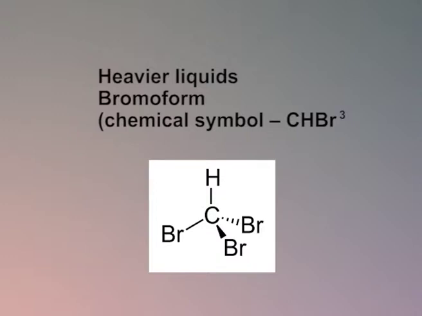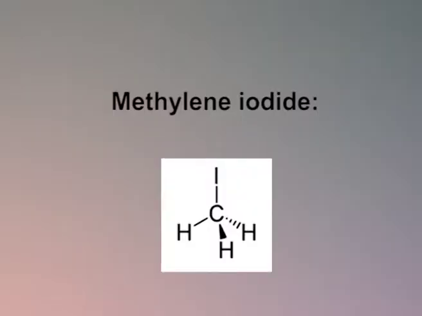Heavier liquids. Bromoform, chemical symbol CHBr3, is a brominated organic solvent and a pale yellow liquid at room temperature. It has a high refractive index, very high density, say 2.89 grams per cc, and a sweet odor like chloroform. Methylene iodide, also called iodomethane, is a chemical compound with symbol CH3I. It has high density, that is 2.28 grams per cc, and is colorless and volatile in nature.